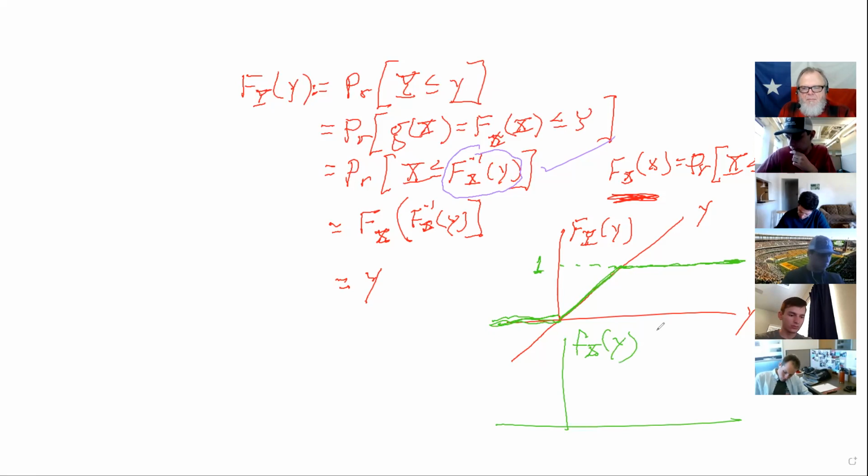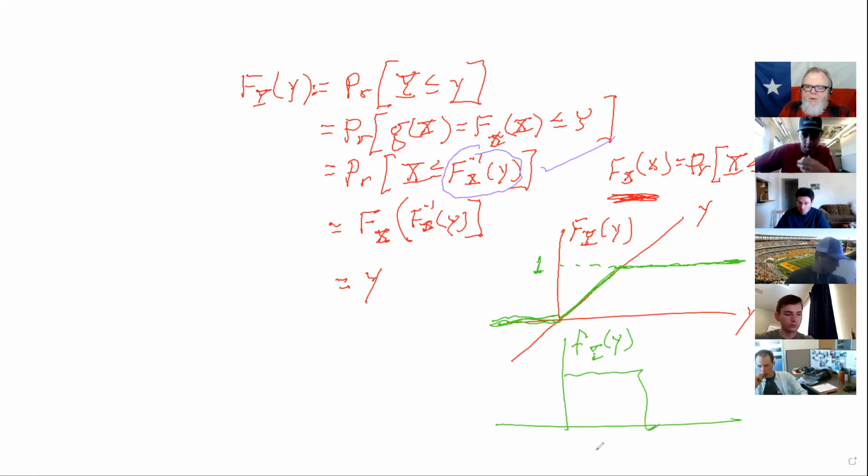Well, if this is the distribution for y, what's the probability distribution? The probability distribution is the derivative of this, right? What's the derivative of that? 1. So take a look at that and see if you have any questions or you would like more elaboration.